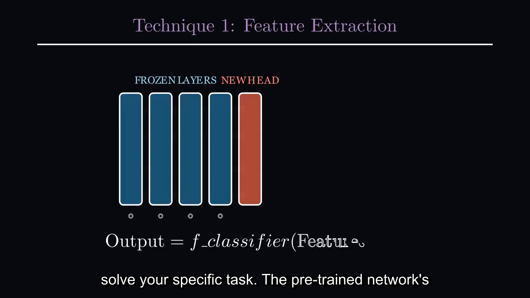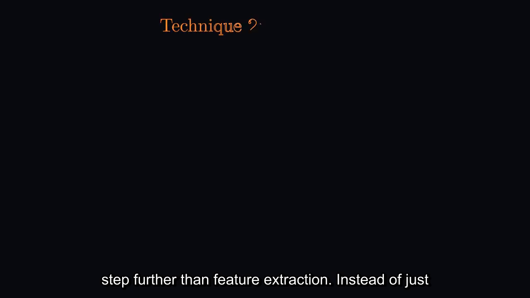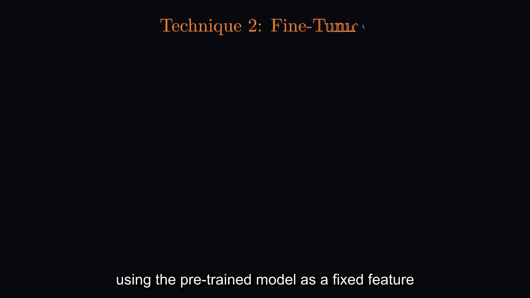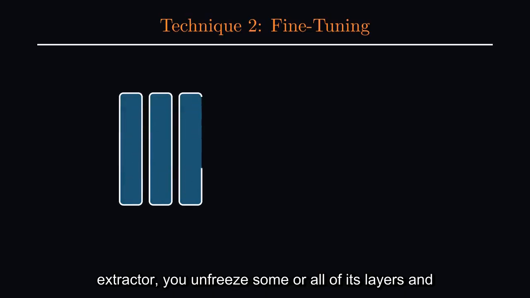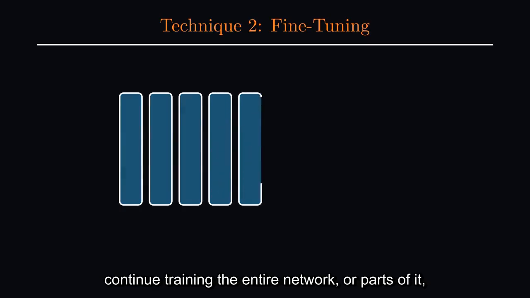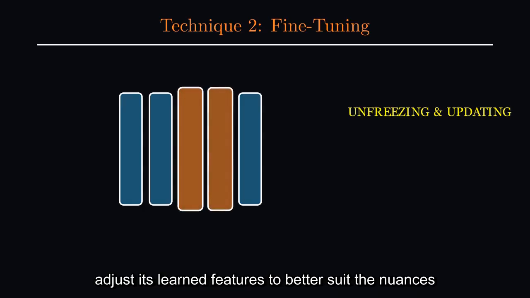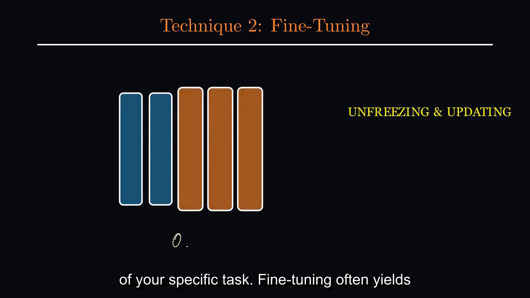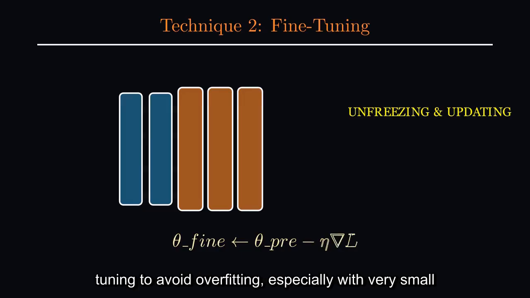Another powerful technique is fine-tuning. This goes a step further than feature extraction. Instead of just using the pre-trained model as a fixed feature extractor, you unfreeze some or all of its layers and continue training the entire network, or parts of it, on your new dataset. This allows the model to subtly adjust its learned features to better suit the nuances of your specific task. Fine-tuning often yields superior results but requires careful hyperparameter tuning to avoid overfitting, especially with very small datasets.